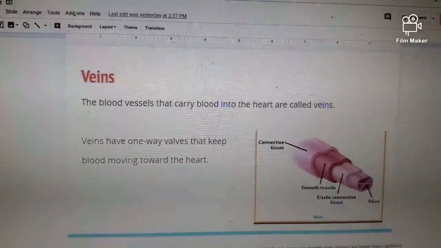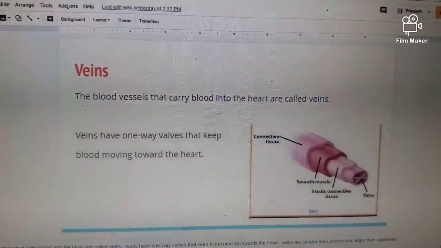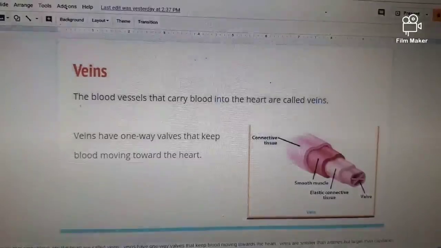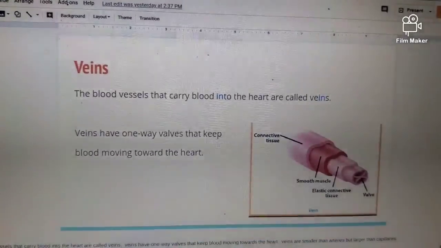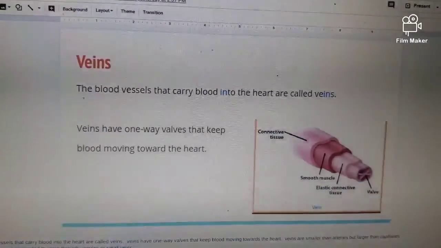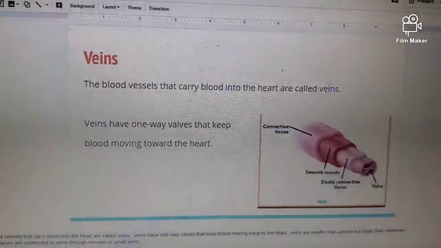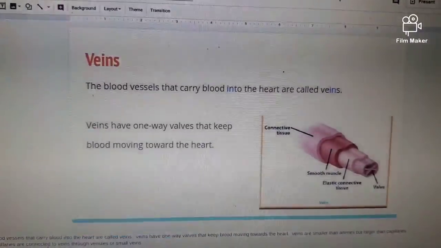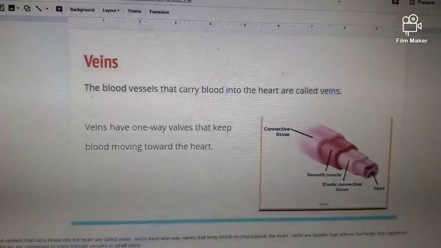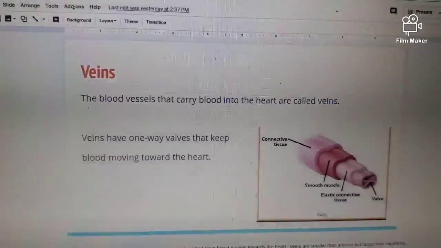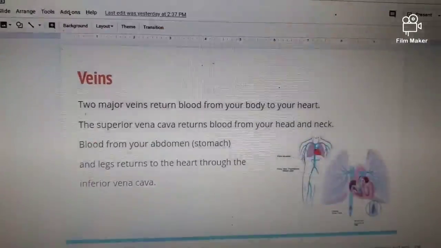Blood vessels that carry blood into the heart are called veins. Veins have one-way valves that keep blood moving towards the heart. Veins are smaller than arteries, but larger than capillaries. Capillaries are connected to veins through venules, or small veins.